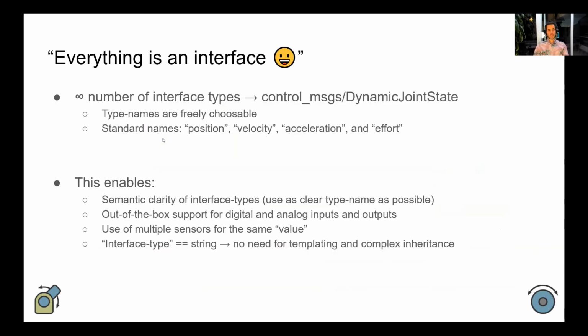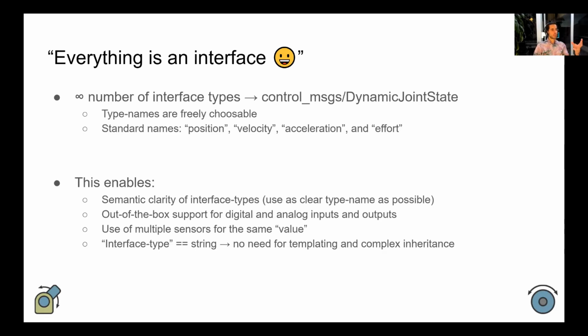So I mentioned that there are a lot of interfaces, and in theory everything is an interface, which means we can have an infinite number of interfaces. This means that we need another message, because the JointState message, the well-known sensor message, doesn't support this. It supports only position, velocity, and effort. So we created the DynamicJointState message. The name is not optimal. We had a discussion about that again in the working group yesterday. If somebody has a better idea, good.